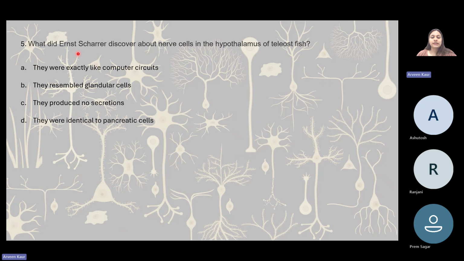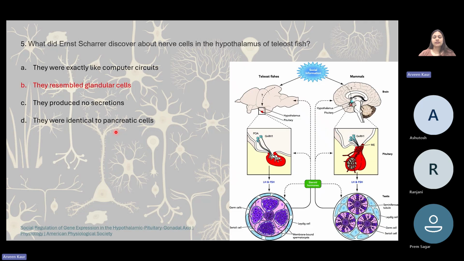Question number 5 is what did Ernst Scharrer discover about the nerve cells in the hypothalamus of teleost fish? Was it that they were exactly like computer circuits, or that they resembled glandular cells, or that they produced no secretions at all, or that they were identical to the pancreatic cells? So, which one of these was actually discovered about nerve cells in case of teleost? What Scharrer actually discovered was that in these teleost fish, there were some nerve cells which had glandular appearance.